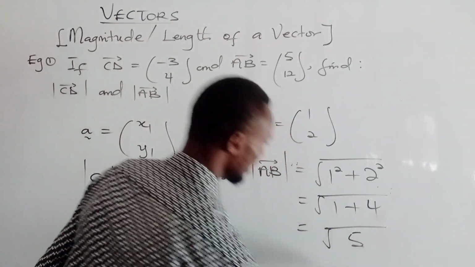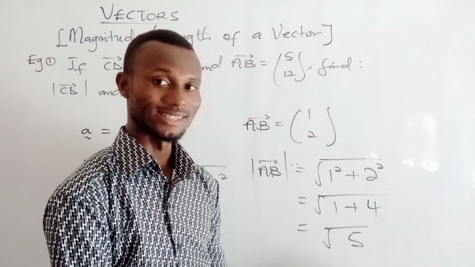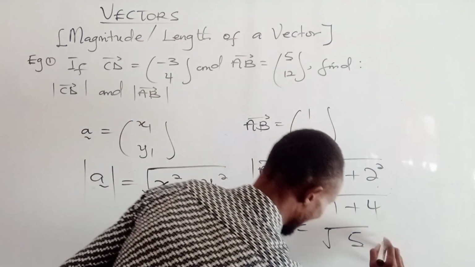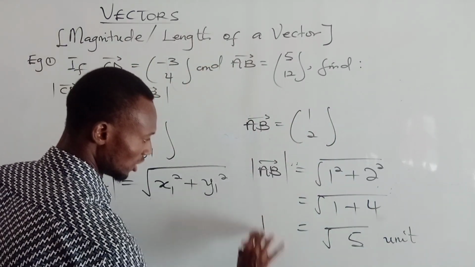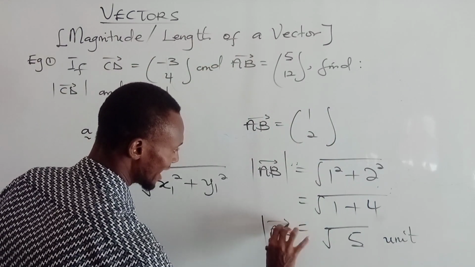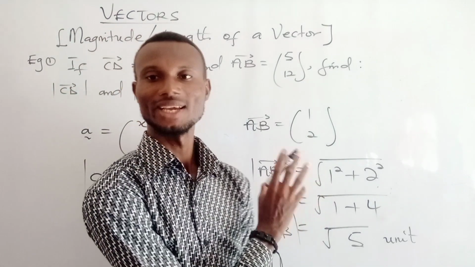So you bring your 5, and you know that the square root of 5 will not give you a whole number as an answer. So you just leave it like this, and you add your units. So square root of 5 units. That's the answer for finding the length or the magnitude of the vector AB.